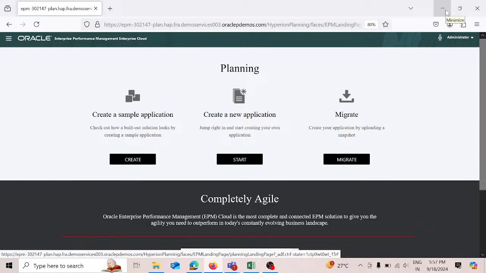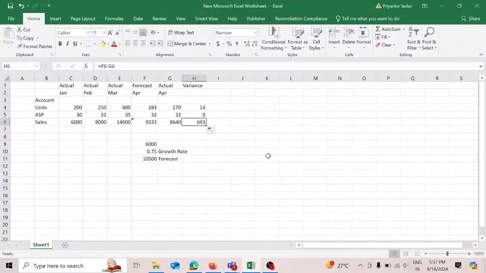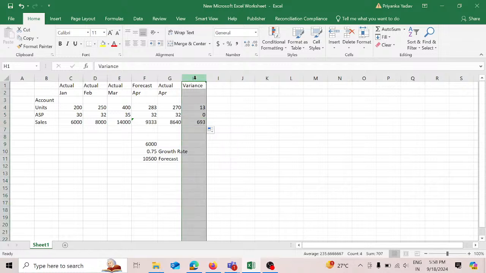Okay, I have done the migration, but there were some errors. So I'll continue explaining this. I just wanted to show you how a validation rule would be applied on this variance. So let me explain it in this Excel spreadsheet right now, and then I will definitely explain this on the instance tomorrow.